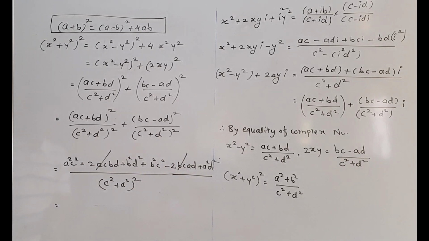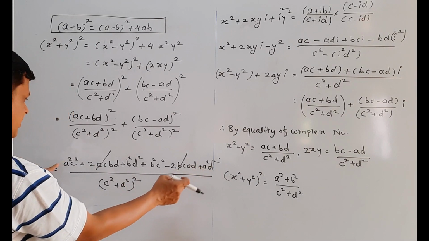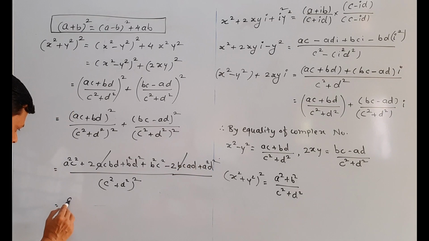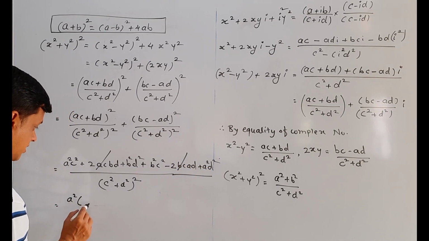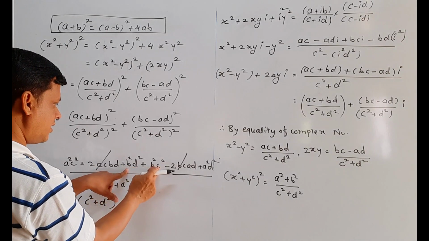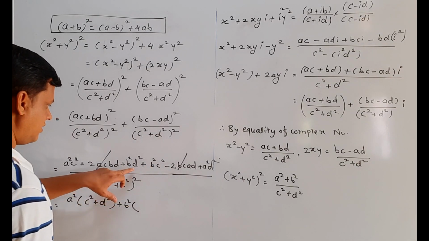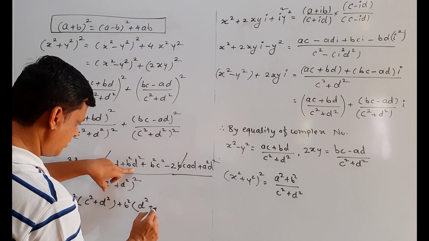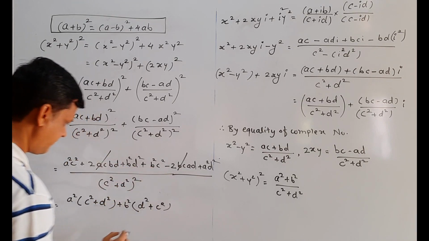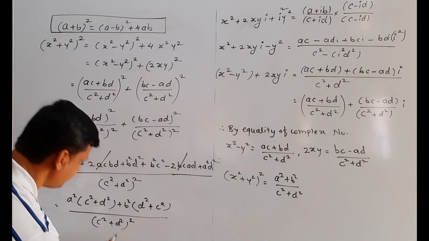Now next we require c² + d², so we find the value from which we can take commons. So here a²c², here a²d², so we take a² common from the first and last term. So we write here a² in bracket (c² + d²). Then from this b²d² and b²c² we take b² common. So we write here b² in bracket. When we take b² common we write here c² upon (c² + d²) its square.